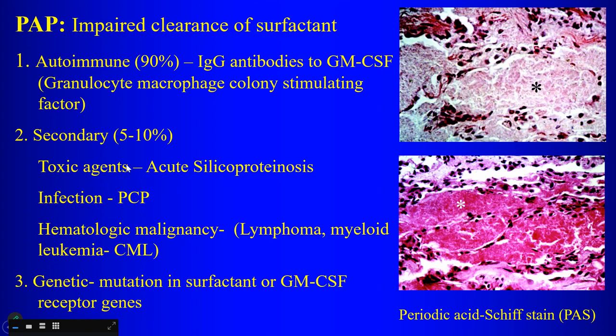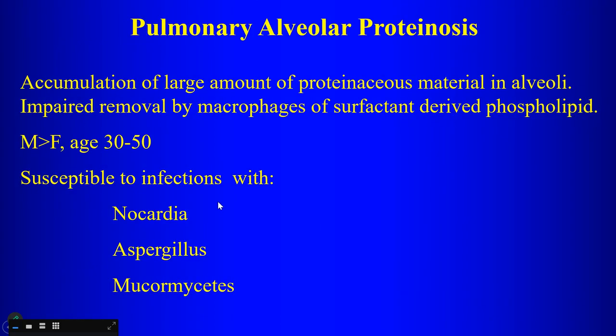There are secondary forms from toxic agents; massive exposure to silica can also do that. That's called silicoproteinosis, or you can also see it with infections and malignancies. And then very rarely, genetic mutation in the surfactant itself or in the receptor genes for that stimulating factor. These are usually in infants who develop alveolar proteinosis. Okay. Most cases will be adults. This acquired form of alveolar proteinosis is what we will usually see.